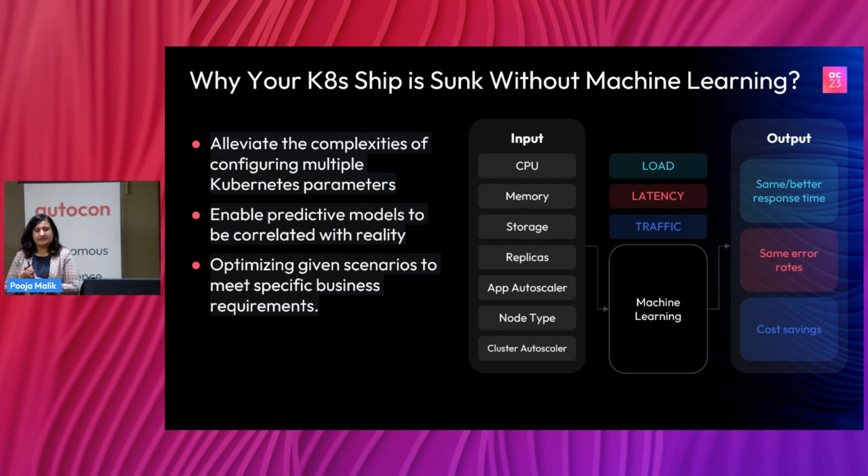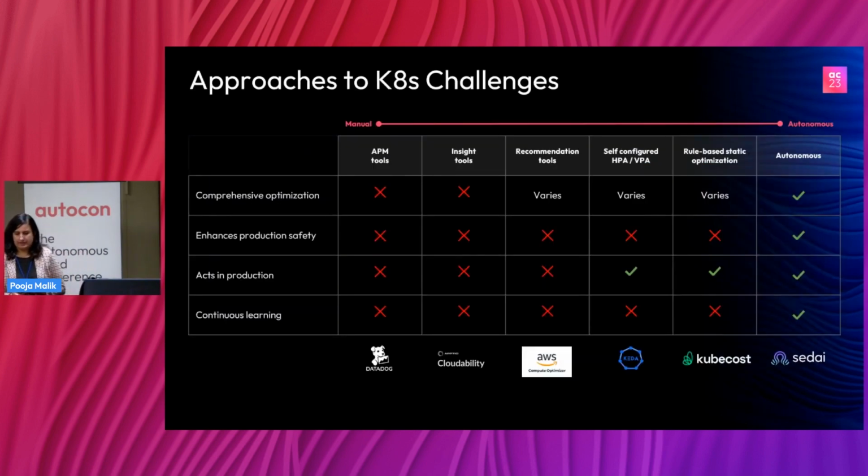That latency should not get affected, nor the traffic, and you have to do all this for each release. So it becomes a little complex. With machine learning, it basically alleviates the complexities of configuring multiple Kubernetes parameters. With machine learning predictive models, you can very well relate to reality. Also, it helps in optimizing for business requirements.